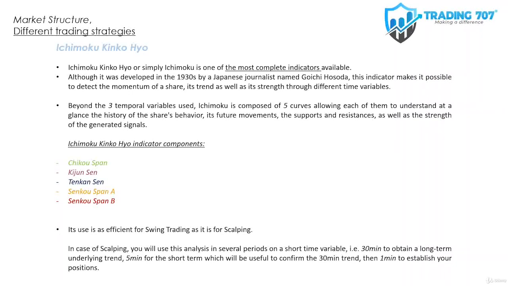Its use is as efficient for swing trading as it is for scalping. In case of scalping, you will use this analysis in several periods in a short time variable. 30 minutes to obtain a long-term underlying trend, 5 minutes for the short term, which will be useful to confirm the 30-minute trend, then 1 minute to establish your position.